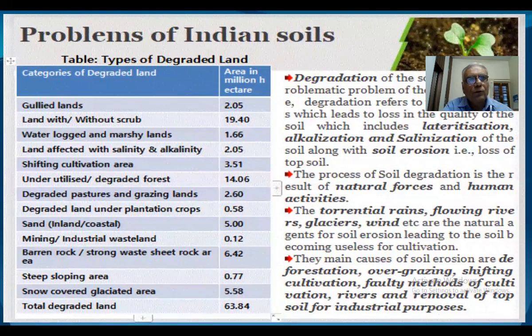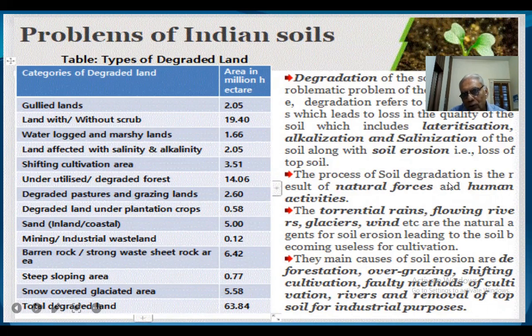Problems of Indian soils. You know that the total degraded land in India is 63.84 million hectares. You can see the different constraints of the degraded land: degradation due to laterization, alkalization, and salinization of the soil, along with soil erosion. And when there is soil and water erosion, there will be loss of fertile topsoil.